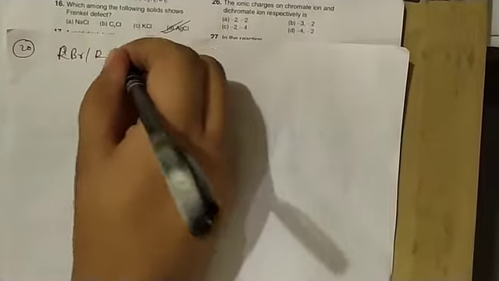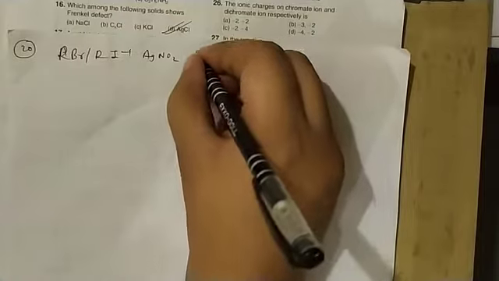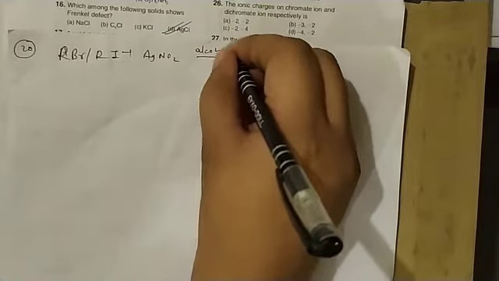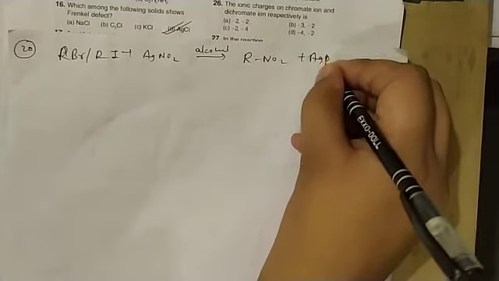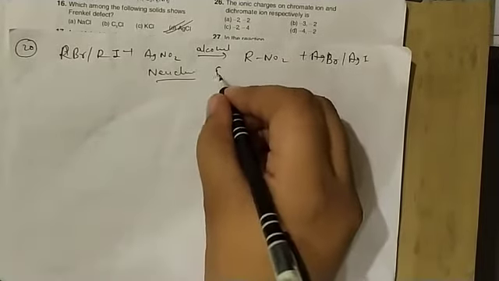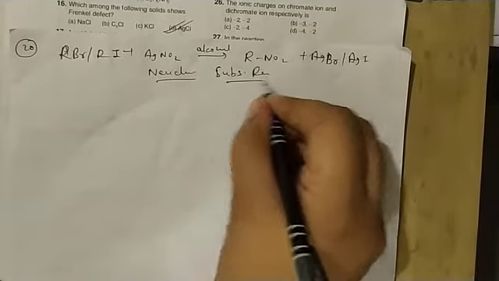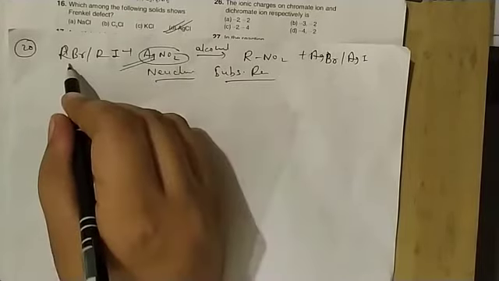Let us see the reaction. Question number 20 here. When RBr or RI reacts with AgNO2, it is basically a nucleophilic substitution reaction in the presence of alcohol. The products formed are RNO2 and AgBr or AgI. It is an example of a nucleophilic substitution reaction. Option number A, AgNO2 reacts with RBr or RI.